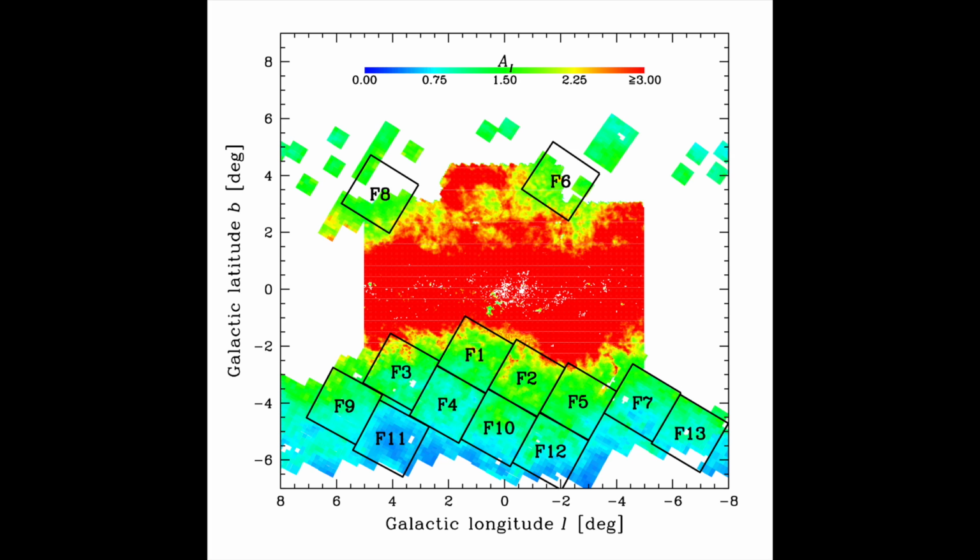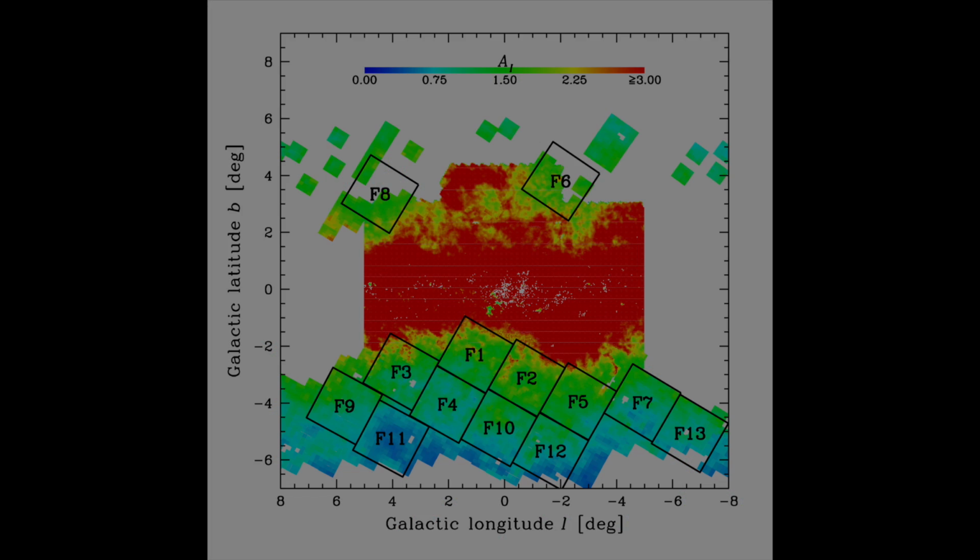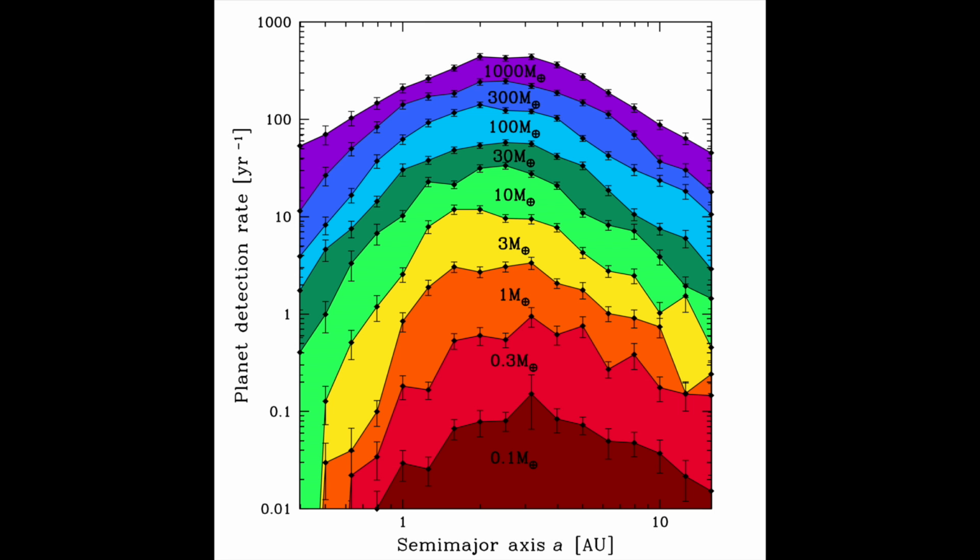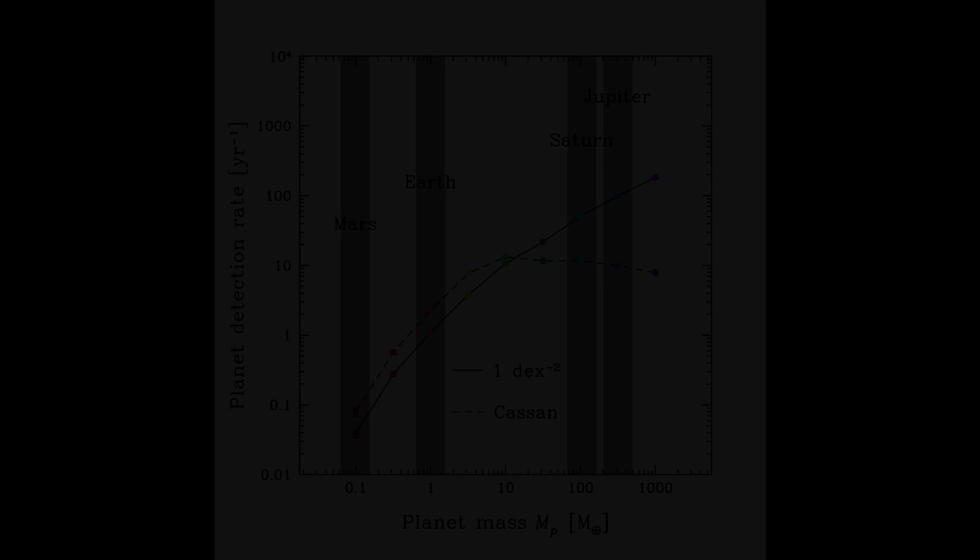Using these observational parameters, we then compute the expected planet detection rates for KMTNet. Figure 17 shows the predicted planet detection rates as a function of semi-major axis for different color-coded planet masses. The rates peak at a semi-major axis of a few AU and drop off more steeply towards smaller separations, which is what we would naturally expect for microlensing detections.